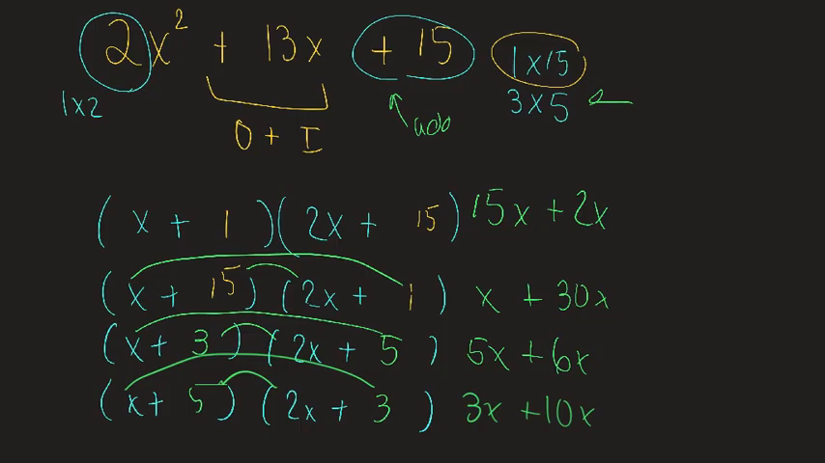Bingo, winner, winner, chicken dinner. We figured out the combo: 5 had to go with the 1 in the parentheses, and 3 had to go in the parentheses with the 2x. Now, there were only 2 options, remember. They have to match and both be positive, plus, plus. And when I do the OI test, I'm adding. Now, I'm not always adding, sometimes I'm subtracting, but in this case, they match and I'm adding. O plus I had to be 13.